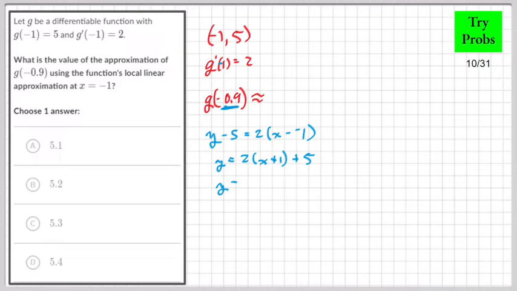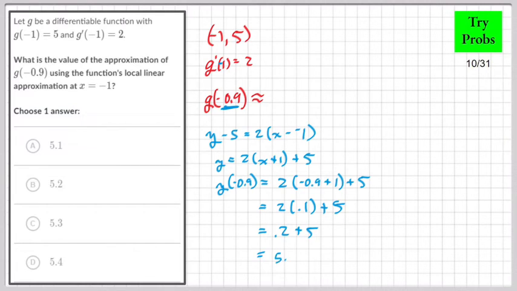So I'm going to plug -0.9 into y. We're going to say 2 times (-0.9 plus 1), and then we're going to add 5 to that. What is -0.9 plus 1? It is 0.1. So I have 2 times 0.1 plus 5. What is 2 times 0.1? It's 0.2, right? 2 times 1 is 2, and then I move the decimal over once. I add 5 to that. What's my answer? It's 5.2. That is your approximated y value. That's your answer. That's how you do it. That's it.